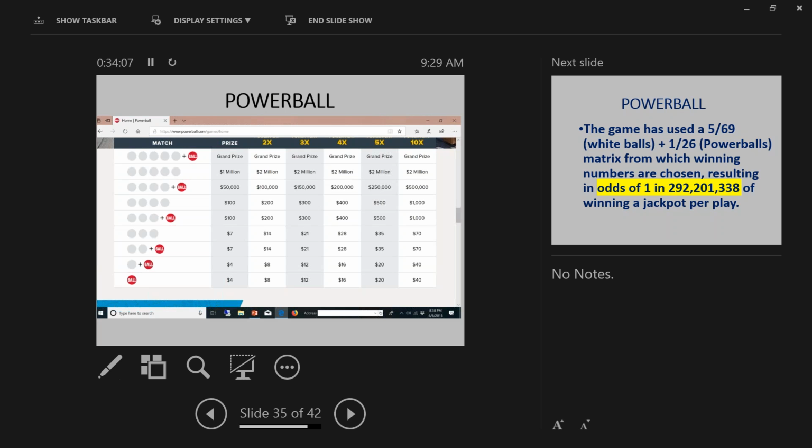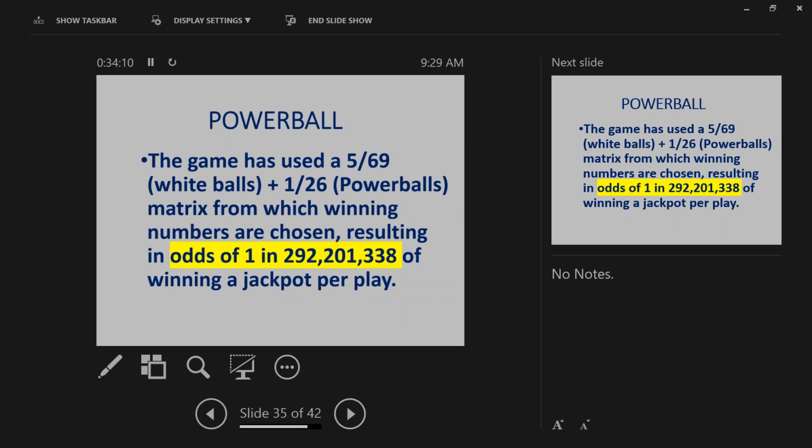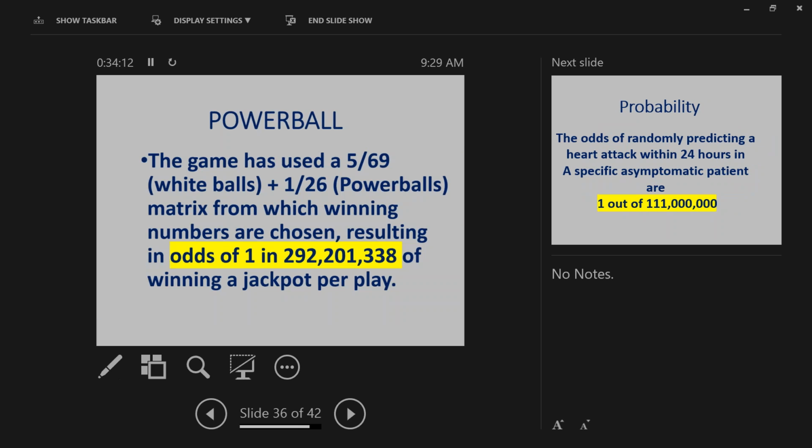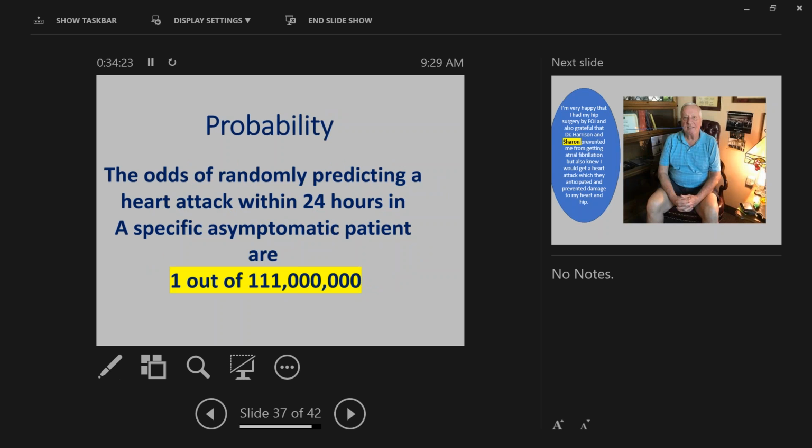And so everyone's familiar with Powerball in the state of Florida, and the chances of winning is basically 1 out of 292 million. The chances of randomly predicting that someone who is asymptomatic is going to have a heart attack within 24 hours is 1 out of 111 million. So I should be playing Powerball, I think. But that would be a random prediction, and this was not a random prediction. Obviously, it was based on our science that we've developed in characterizing the morphology and composition of plaque.